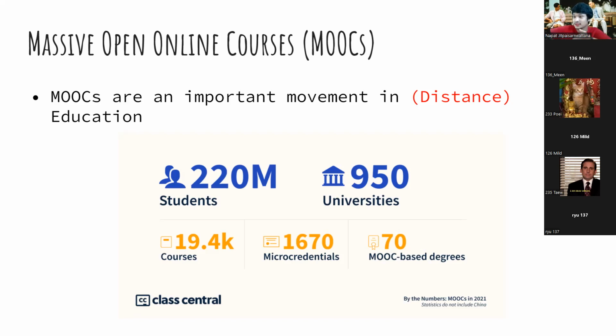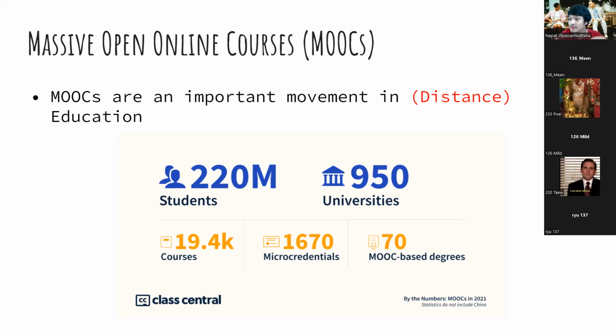So we're talking about the distance between the location of the institution and the location of the student. However, when we talk about online learning, we are talking about something that needs to be connected to the internet or CPU and so on, right? But I take that for now. So MOOCs are an important movement in distance education. Why? Because if you look at the numbers here, this number was taken from 2021, just last year, when they had over 220 million students who enroll in MOOCs all over the world, right?